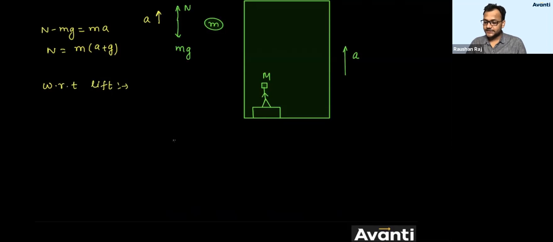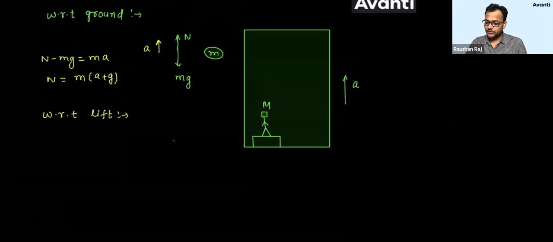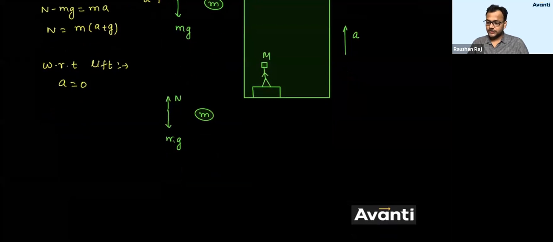So guys, if I ask you to draw the free body diagram, you would draw it like this. These are the forces that are acting. But with respect to the lift, what is the acceleration? It is 0. So with respect to the lift, you will say N minus mg must be equal to 0. So N will be equal to mg.